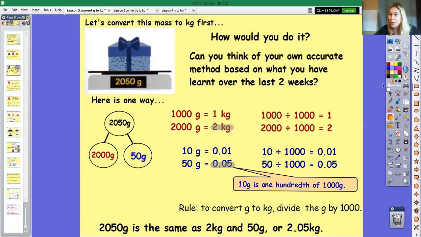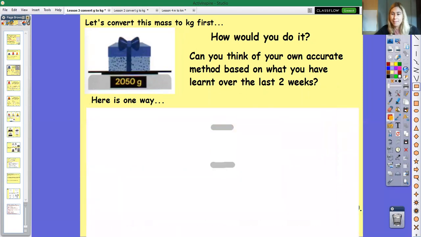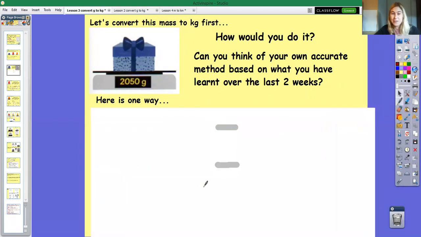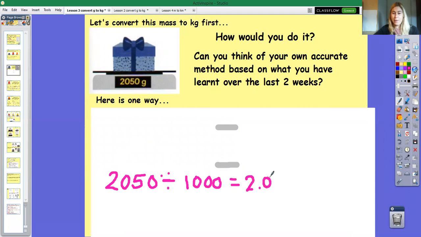I suppose if you had a different way of doing it, if I just blank this out for a moment, you could have just quite simply thought, well, I know that in order to convert my grams into kilograms, I just need to divide my grams by 1,000. And you might have done that in one go. So 2,050 divided by 1,000 would leave us with 2.05 kilograms. So there's lots of ways to think about it, okay?